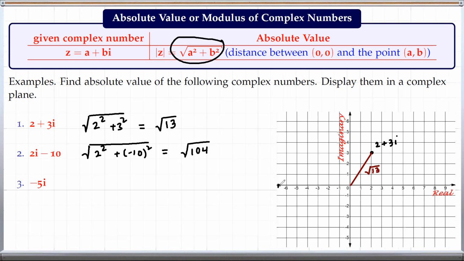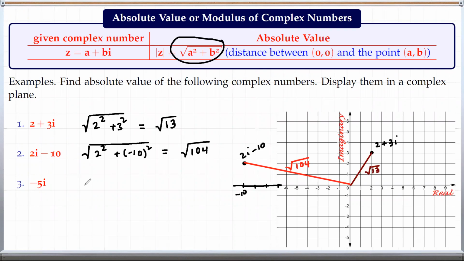So on the graph, we have the point representing 2i minus 10 over here. So this length is square root of 104, which represents the absolute value of this complex number.